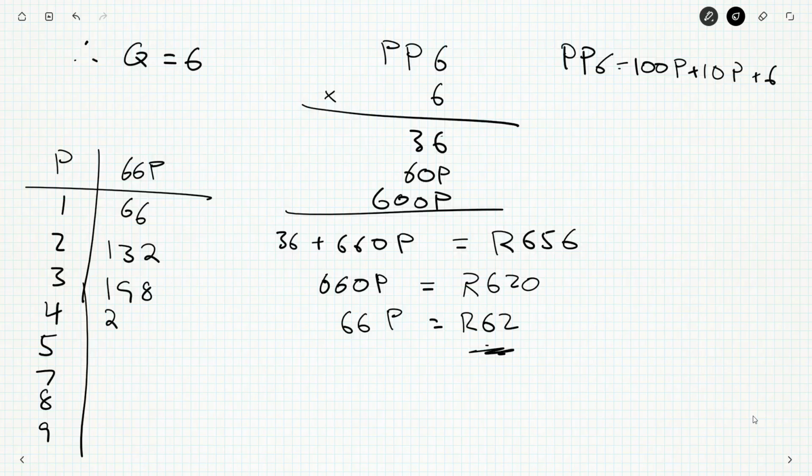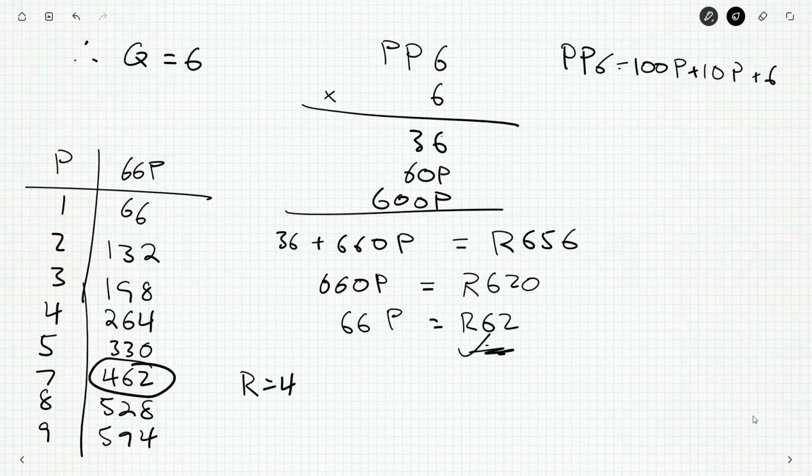How about 4? Well, we get 264. No, that's not good. 5 is 330. We skip over 6. And we get 7 is 462. That's going to be right on the money. And we'll just fill out the rest of the chart. 594. But this is the one we're looking at. So R is 4 and P is 7. So P plus Q plus R is 7 plus 6 plus 4, or 17.